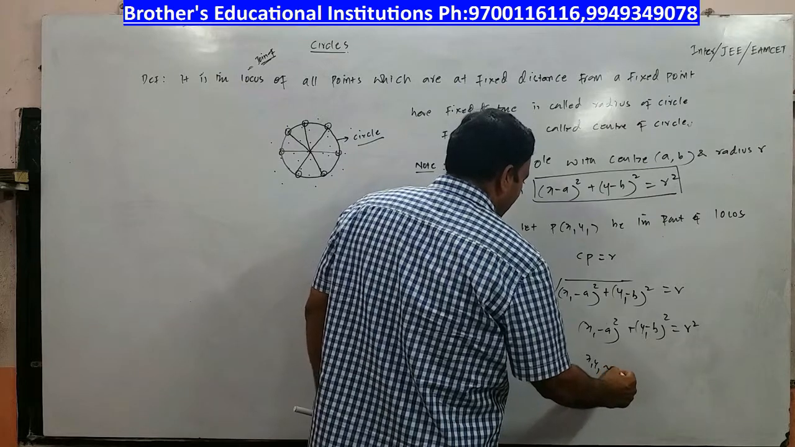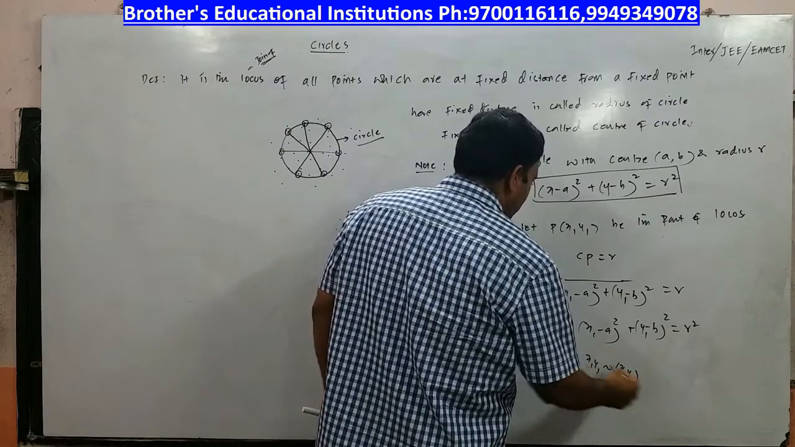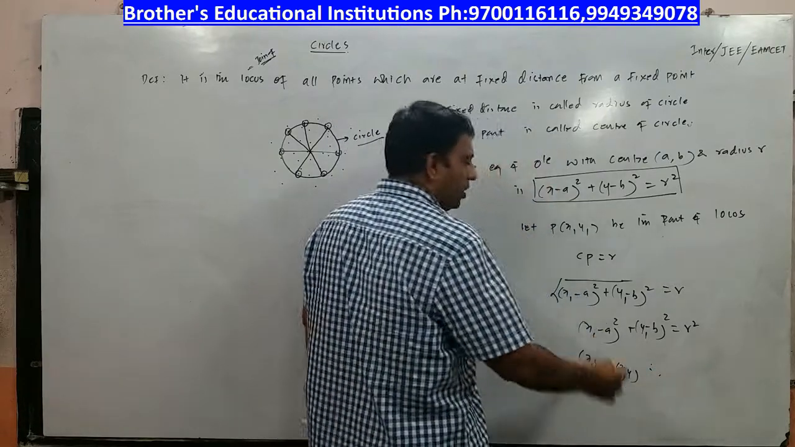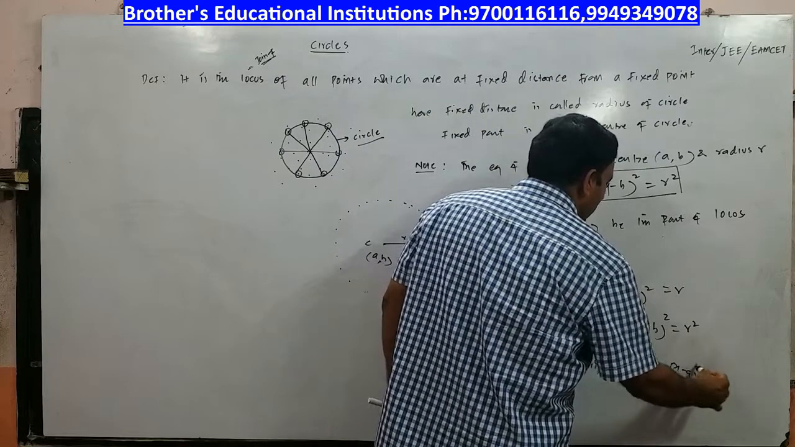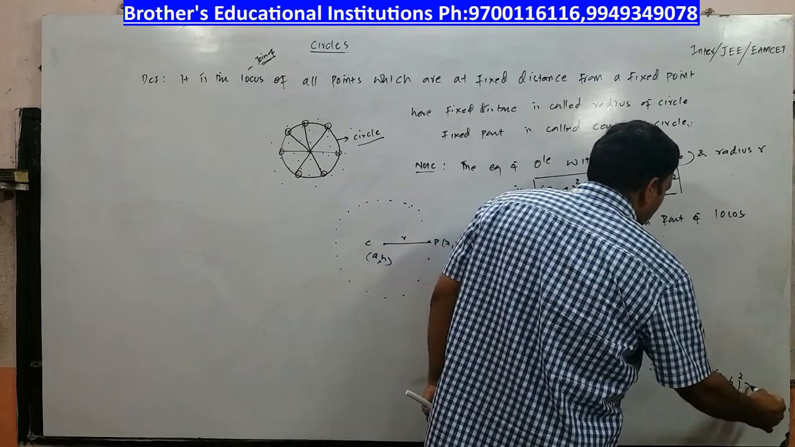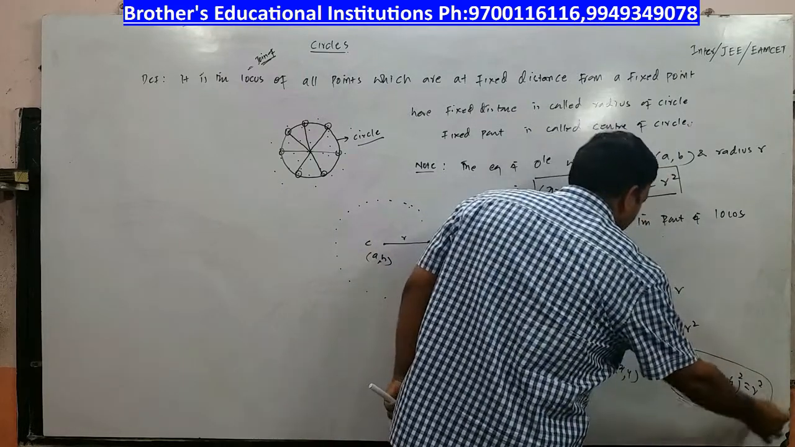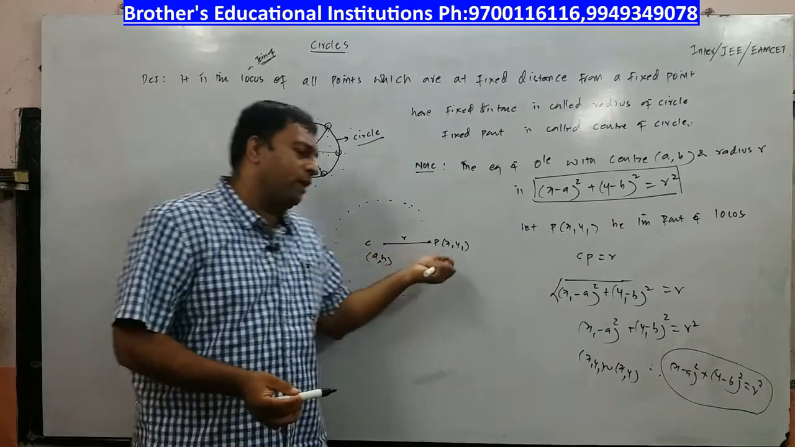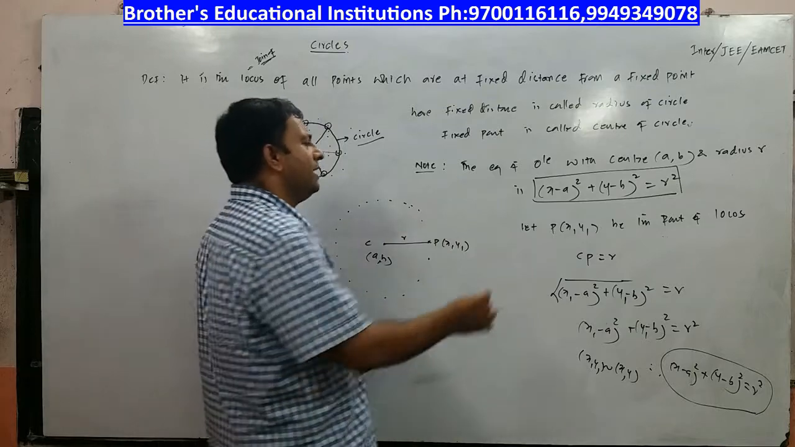Since you are dealing with locus, for generalization x1, y1 can be rewritten as x, y, because in order to find a locus, we replace x1, y1 with x, y. Therefore you get (x minus a) whole square plus (y minus b) whole square is equal to r square, which is the required locus, and hence you call that the equation of a circle.